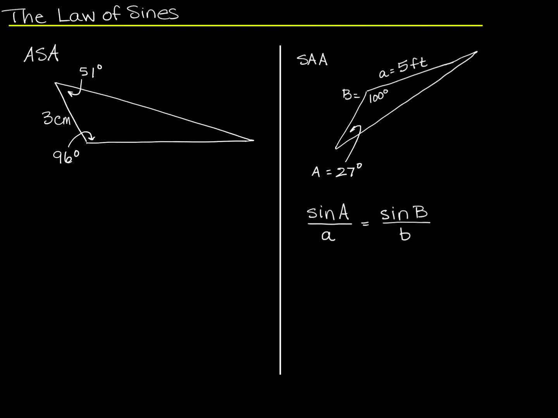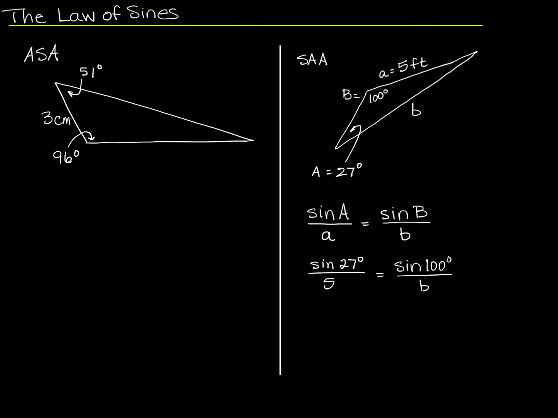And with that, I can fill in my formula. I have the sine of angle A, which is 27 degrees, over the length of side A, which is 5. That's equal to the sine of angle B, which is 100 degrees, over the length of side B. And I don't know that one. I don't know the length of side B. In fact, I know everything but that. Now, I have 3 out of 4 pieces of information. So all I have to do now is solve algebraically for B, and I'll know what the length of side B is. Let's go ahead and label side B. It's here.